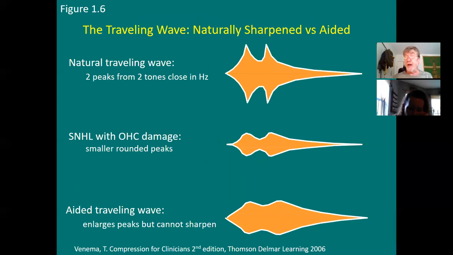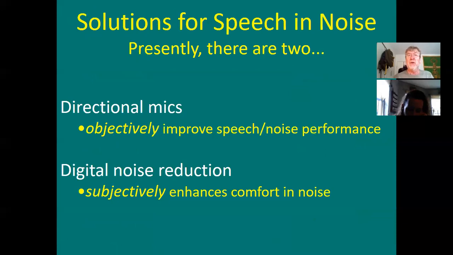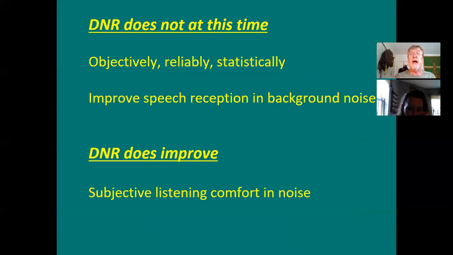You can't fix the problem. Humpty Dumpty fell off the wall. Humpty Dumpty had a great fall. Couldn't put Humpty Dumpty back together again. Well, let's find another way. Let's deliberately then increase the signal-to-noise ratio so the person with the damaged cochlea can separate the speech from the noise. And the method we use is directional mics. Directional microphones, as we said, objectively increase speech in noise performance. DNR, subjective. So, and this is the same slide you saw last time, how does it work?